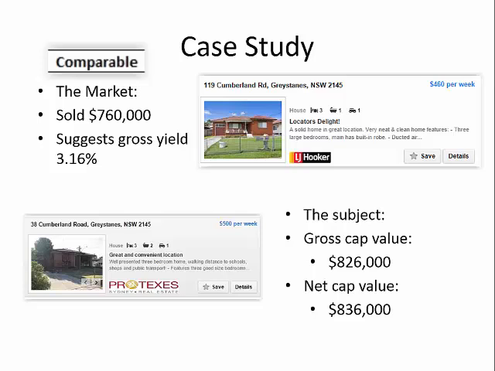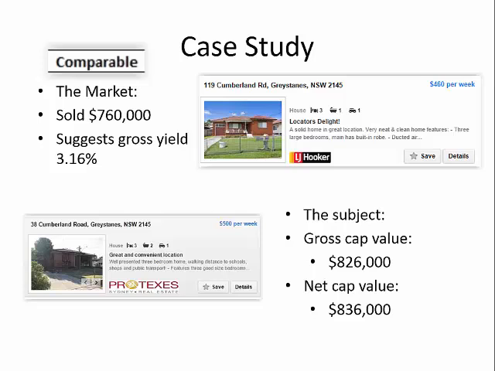When we look at the subject property in our example valuation, the subject property is being advertised for $500 a week. What we can do is convert the $500 a week, again by multiplying by 52.2, into its annual amount, and divide by the 3.16% that we've calculated from our comparable. That gives us a gross capitalised value of $826,000. And if you go to the study guide, you'll find that there's a few extra dollars in there that we've rounded out of the slide here.